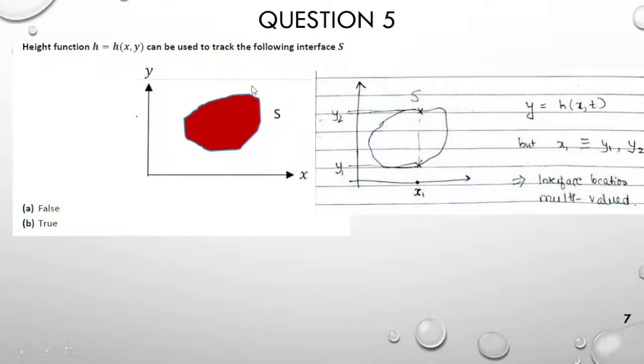We have a closed interface denoted by s. Do you think that we can use the height function to track this interface? We can use it, but as I discussed in the recap also, you will get two values of y for only one singular x value. This will create ambiguity when you are solving. You will not understand where you are while solving the governing equations if you use this height function. So you cannot use it to track the interface. False should be the correct answer.